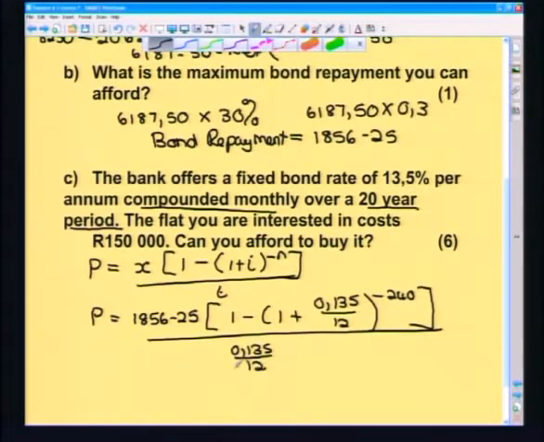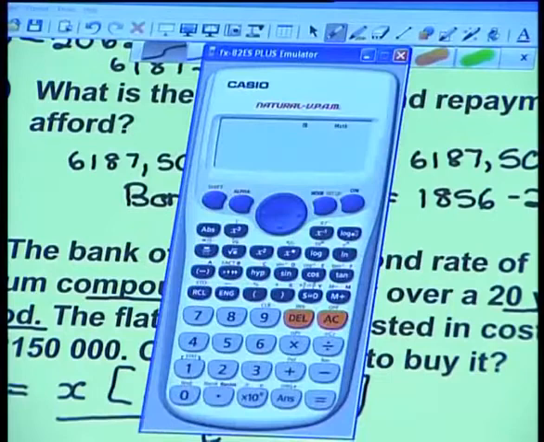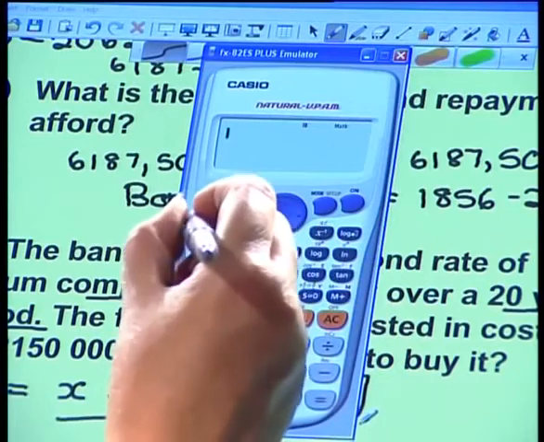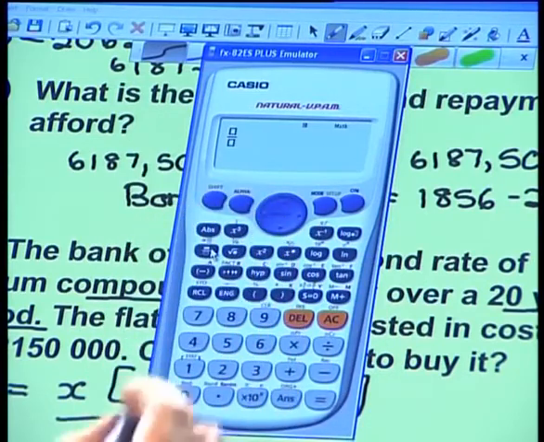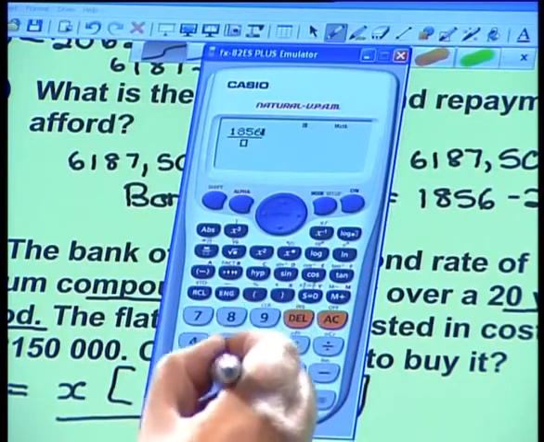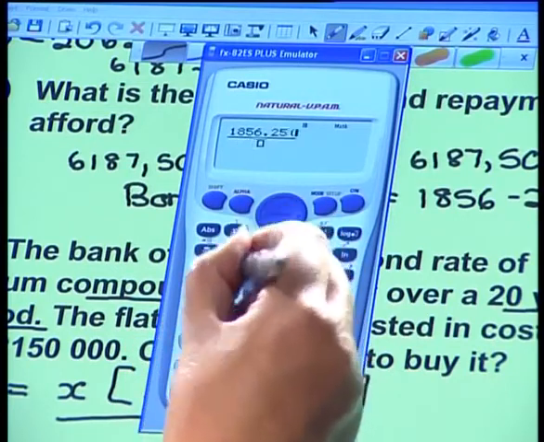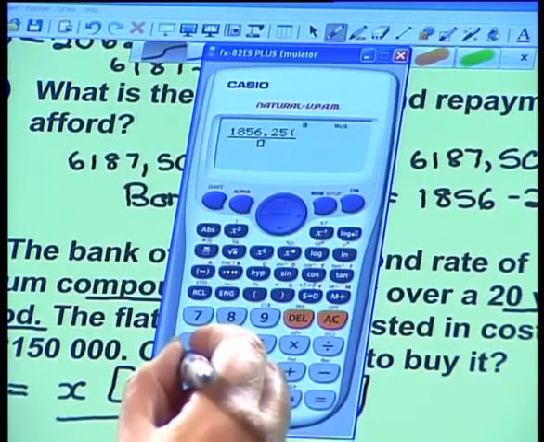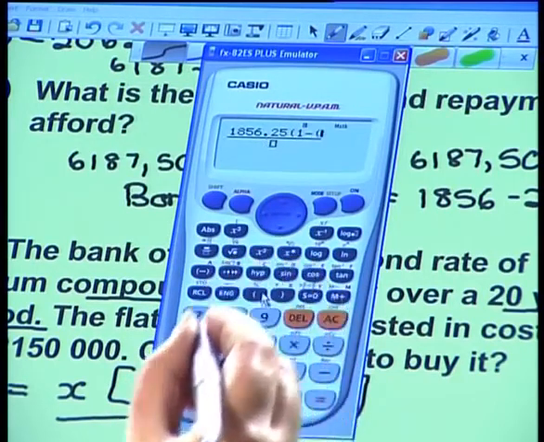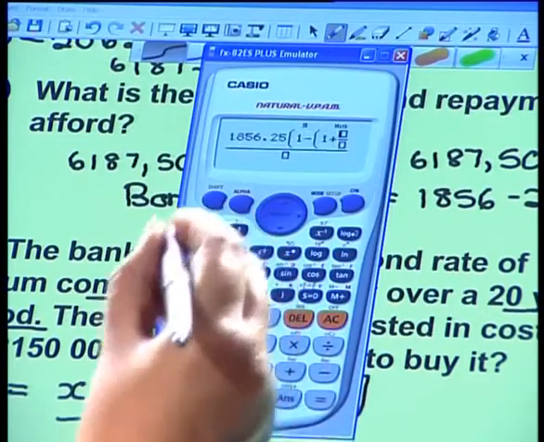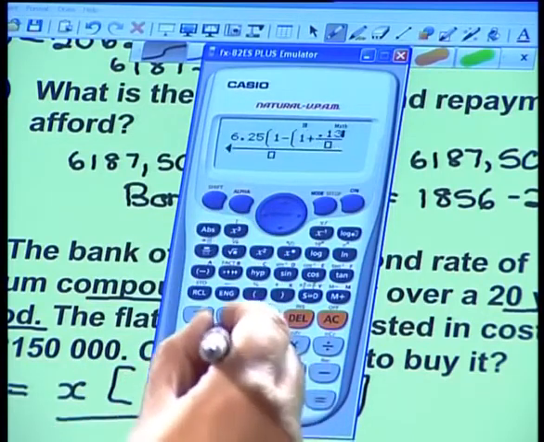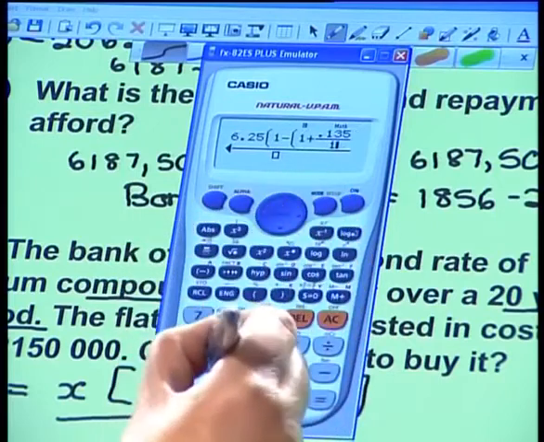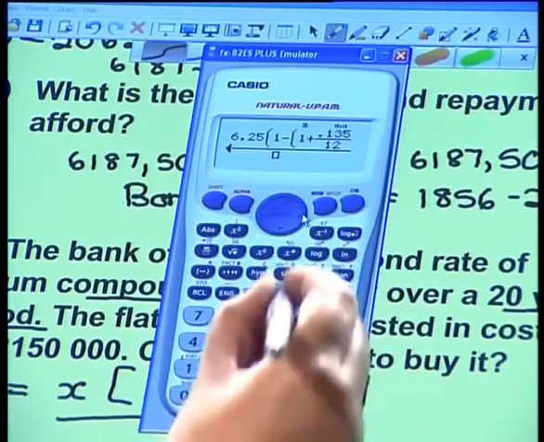Now the good news with this one is we don't have to do it in bits. We can put this right in the calculator immediately and find out how much loan he could have got from the bank. Right, let's pull up the calculator and put this value in. So here we have our calculator. Now the good news is we can input this exactly as it stands. So let's bring up our fraction button and we have 1856.25, which is the payment he can make. Open the brackets. We've got 1 minus, open the brackets again, 1 plus, introduce the fraction button again, 0.135 over 12. Bring it over here, close the bracket.